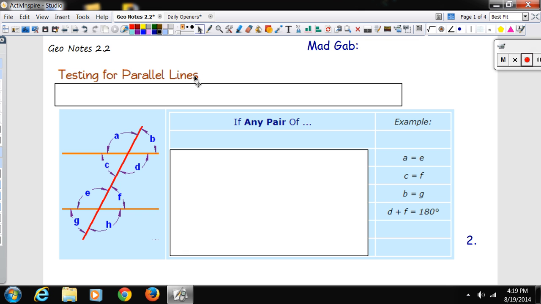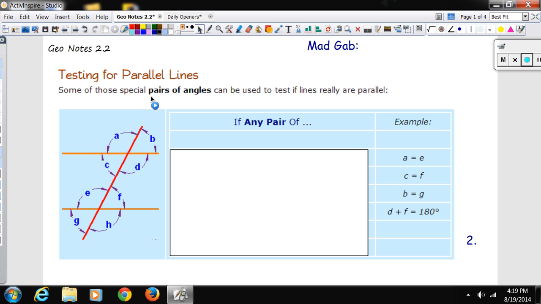Testing for parallel lines. So we want to actually see now if lines are parallel. There's ways that we can test. In section 2.1, we just learned about the special pairs of angles. So some of those special pairs of angles can be used to test if the lines are parallel.